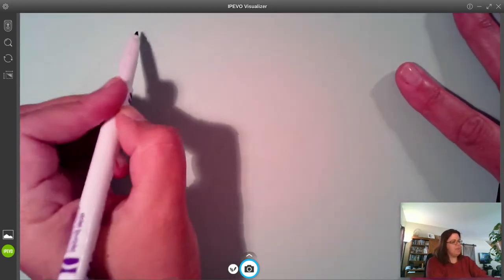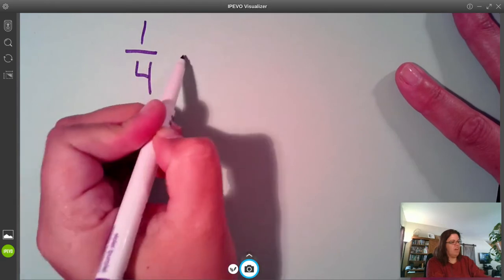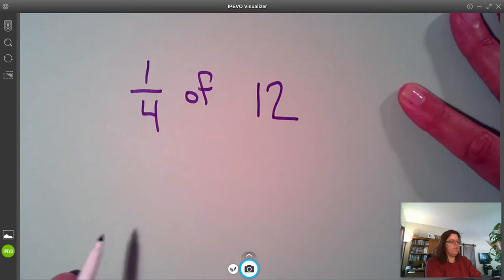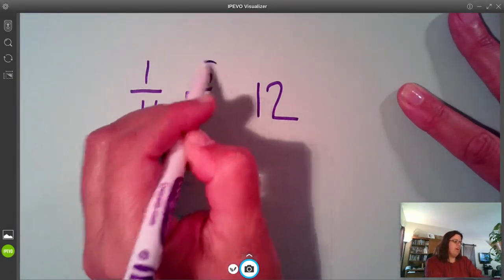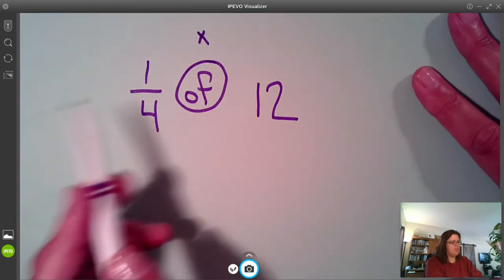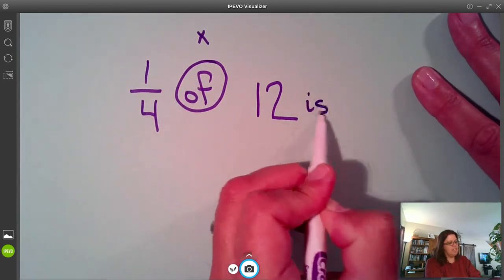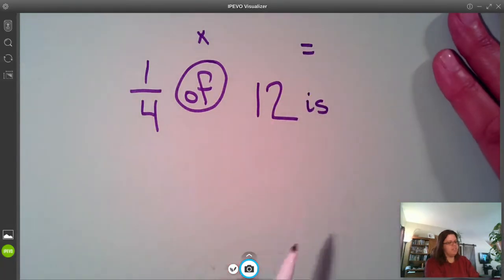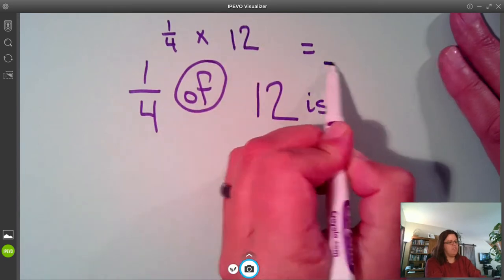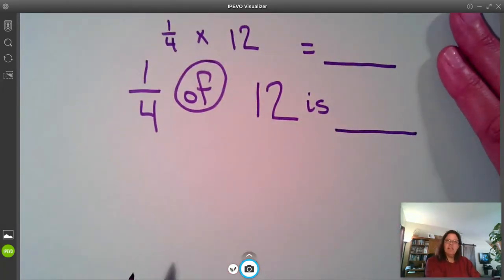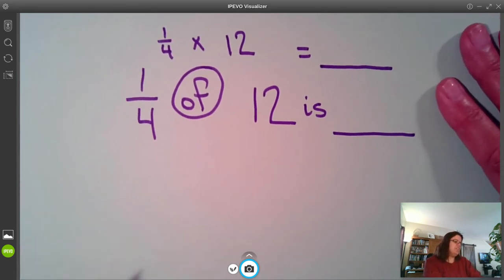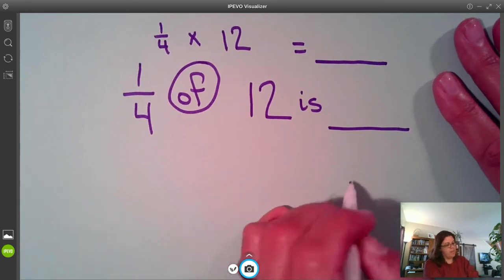Okay, so today we're going to take 1/4 of 12. Remember, when you're doing 1/4 of 12, the word "of" is always our symbol for multiplication. So we're going to say 1/4 of 12 means equals. So we're actually doing 1/4 times 12, and we're trying to find the product. Okay, so to do the array, we need to know first what to do with our 12.